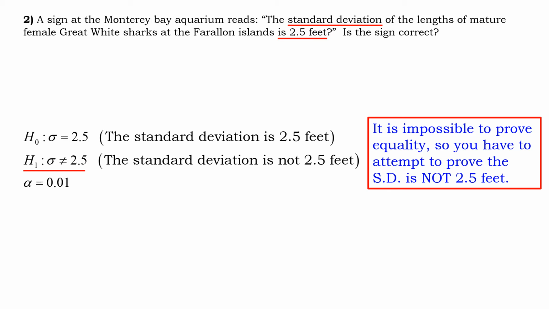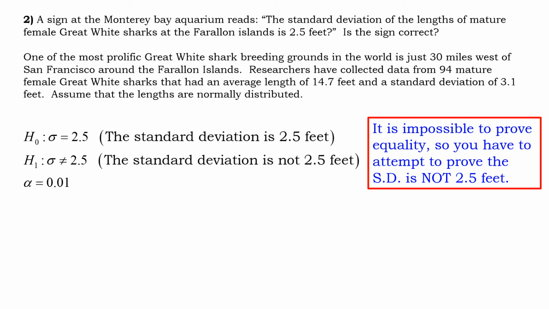And statistically, it is impossible to prove equality. You can never prove mu or p or sigma or any other parameter is equal to a specific number. Okay, so get back to the same information we had for the previous problem. We have a sample of 94 that had an average length of 14.7 feet and a standard deviation of 3.1. So we still have n, x bar, and s the same as they were in example 1.